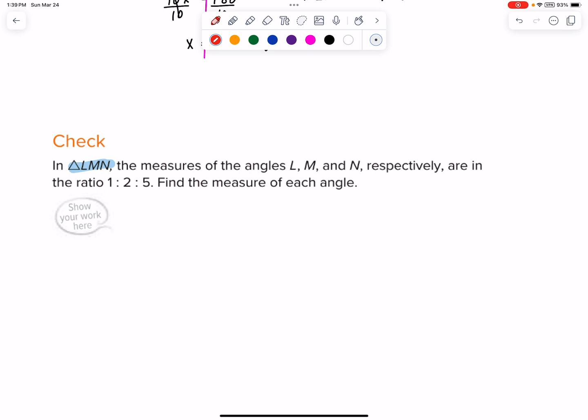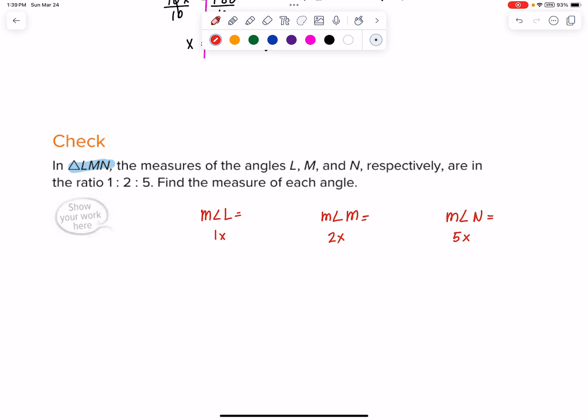Okay, so we have measurement of angle L, measurement of angle M, and measurement of angle N. So I'm just sort of setting myself up so I don't forget, almost like we did on the last one. Okay, all right, now we know the ratio is a 1 to 2 to 5 ratio. So that means angle L is a 1. Okay, angle M is a 2 times x. Okay, and angle N is 5 times x.